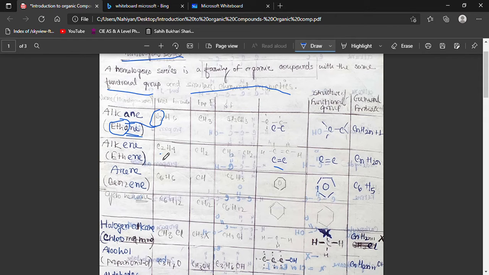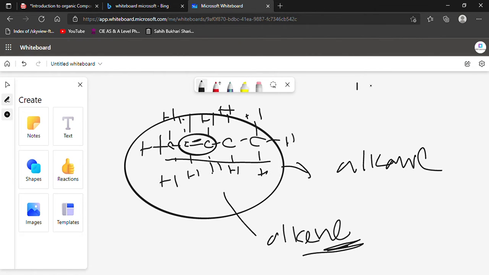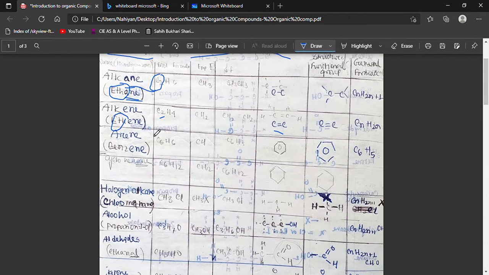And again, for two carbons, you have the first part eth. For one carbon, we have meth. So meth and eth. Moving on, alkene has a general formula of CnH2n.